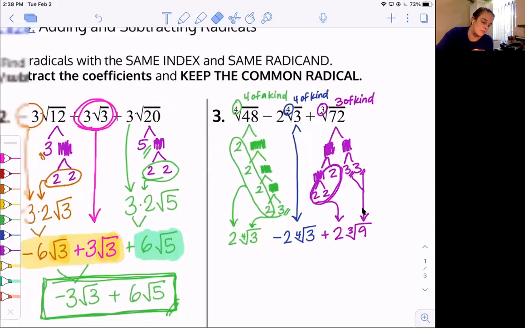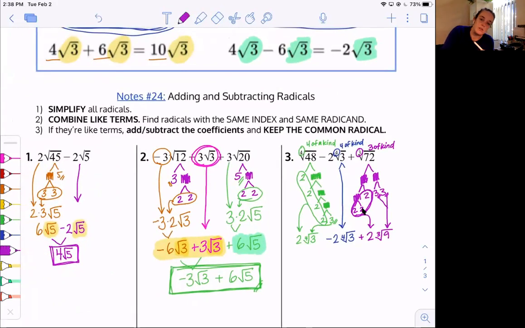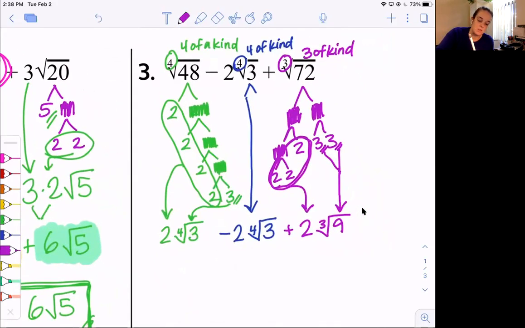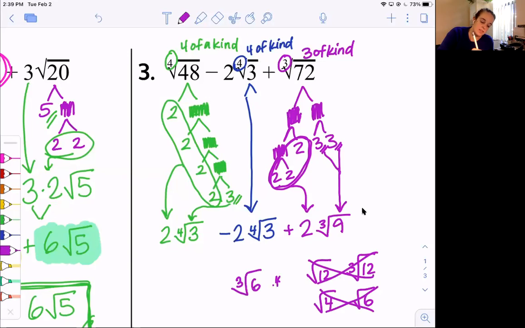So up here, I made a note of this, although then I skipped over it. For radicals to be like terms, they have to have the same index and the same radicand, right? So what that means is the same little baby number and the same number underneath the radical. So like cube root of 12 and square root of 12, I can't combine those. Like square root of 4 and square root of 6, I can't combine those. Cube root of 6 and 4th root of 6, I'm not allowed to combine those. I can only combine them if they're like cube root of 3 and cube root of 3. That's the only situation I can combine them in.